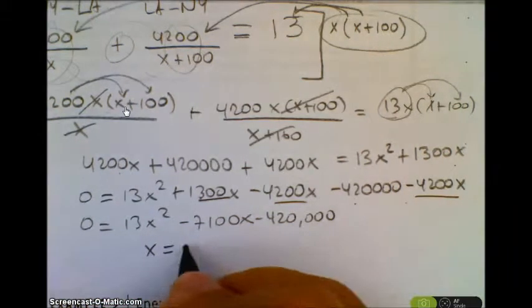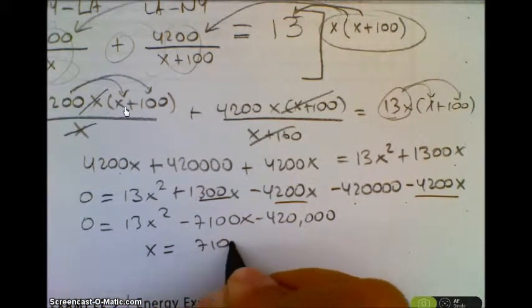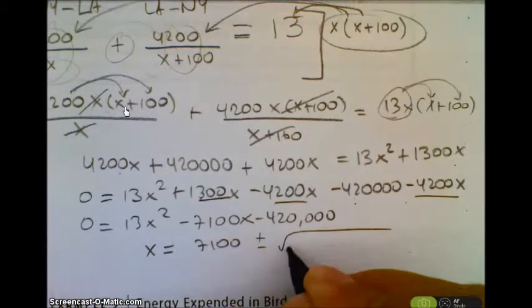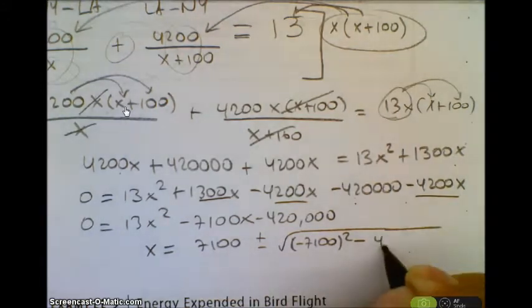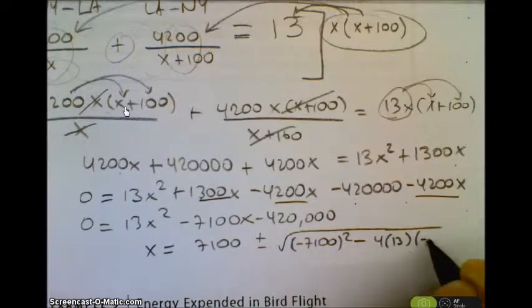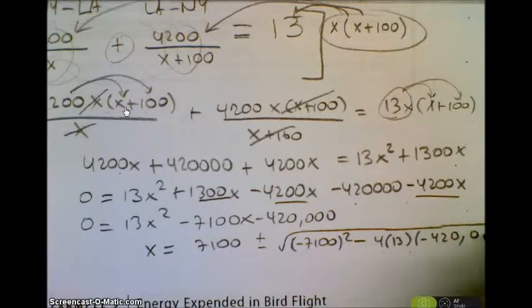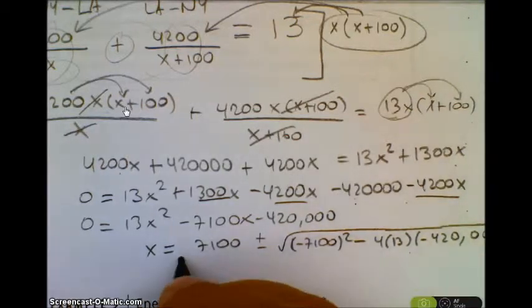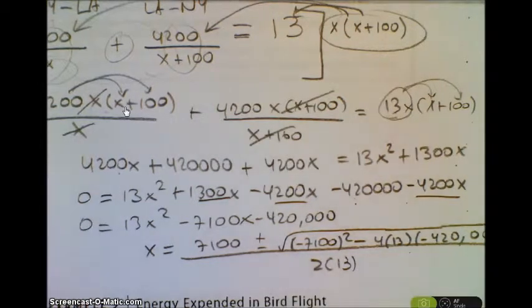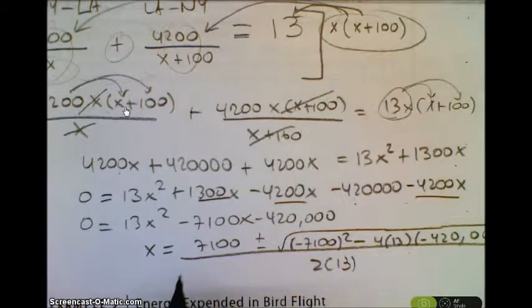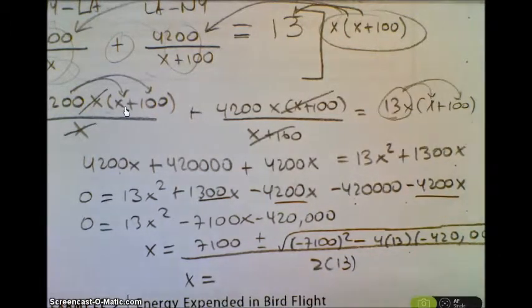So x equals the opposite of b, plus or minus the square root of b squared minus 4 times 13 times 420,000, over 2 times 13. Sorry, I think I said million before. I'm sorry.